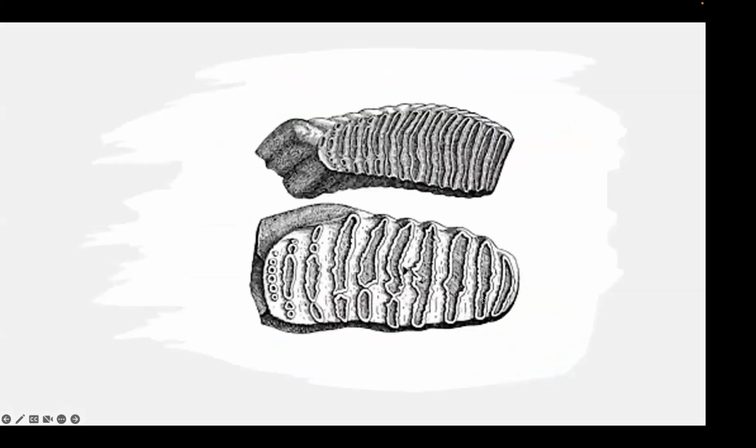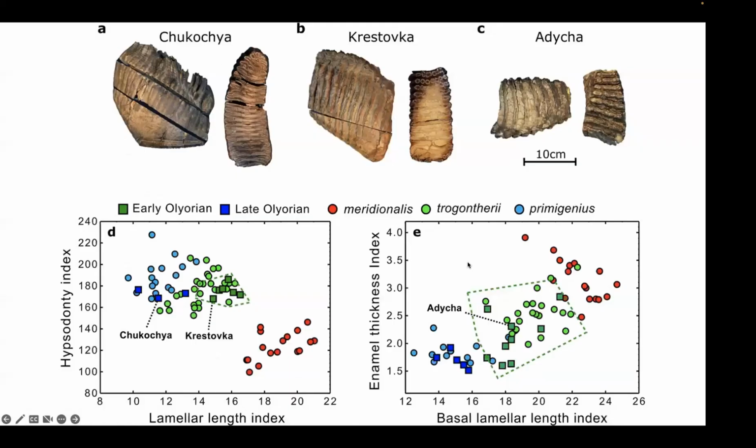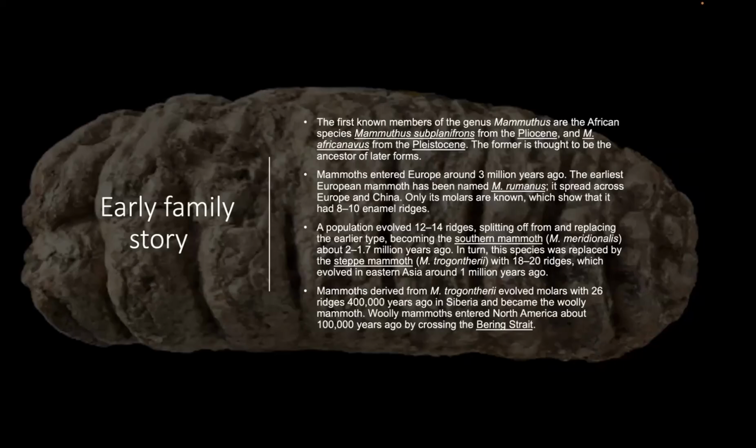So if you have a mammoth tooth, count the ridges, and you will very clearly be able to tell what species it is. And you might be surprised. I expect that most people's mammoth teeth will be woolly mammoth, because that's the most recent one, and it's very common. But it could also be steppe mammoth or other types of mammoth. So definitely something worth keeping in mind.